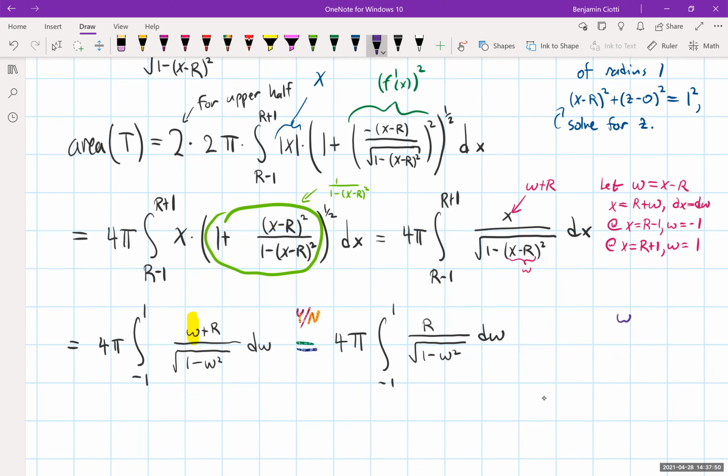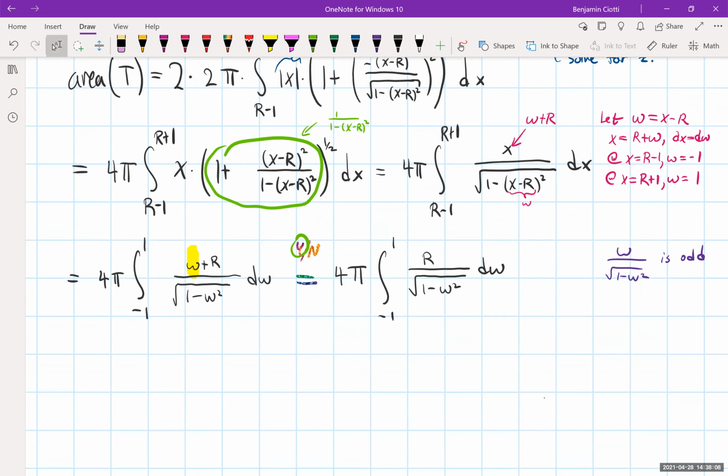So W over square root 1 minus W squared is odd. So the answer is yes, we can, because this is an odd function. So I just drop that term, and I'm really left with this trig integral.